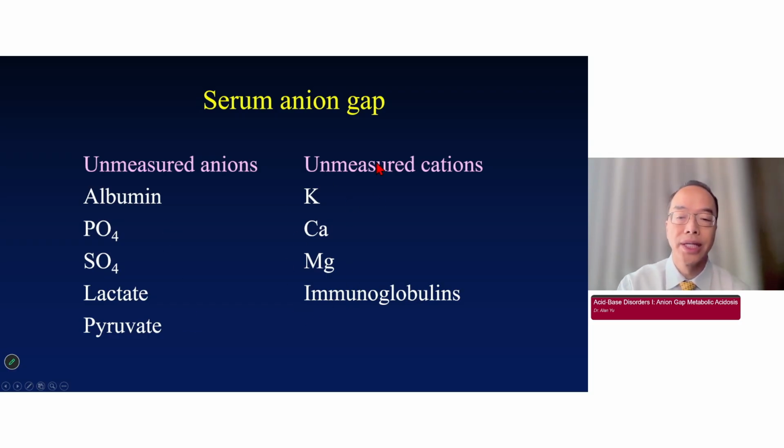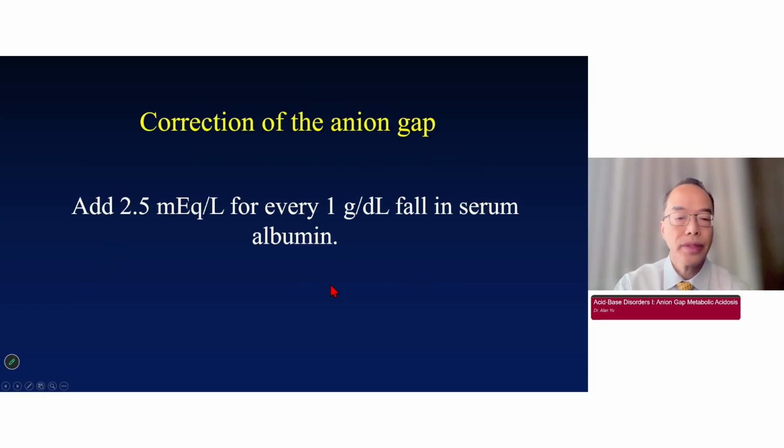And then the unmeasured cations, we don't normally account for potassium, at least in the US, in our anion gap. So it's under the unmeasured cations. And that's because its concentration shouldn't vary that much in normal conditions. Also calcium, magnesium, and most immunoglobulins are net positively charged.